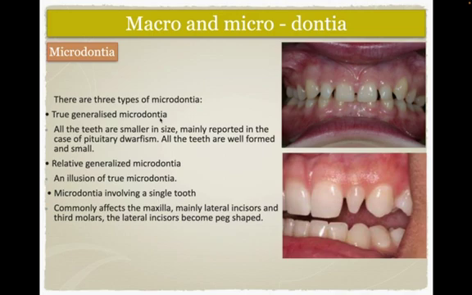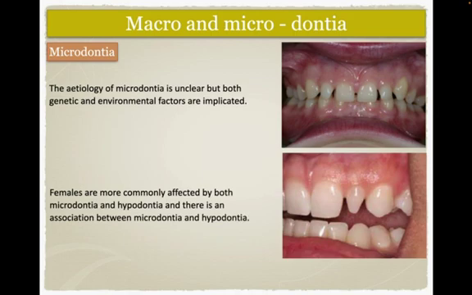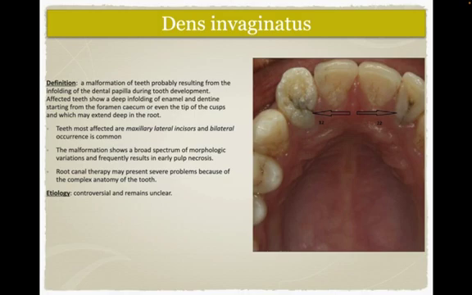Or the microdontia of a single tooth, and we mentioned that the most common tooth to be affected is the lateral incisor. The etiology of microdontia, again, could be a combination of genetics as well as environmental factors. Females are more commonly affected by microdontia and hypodontia, and there is an association between hypodontia and microdontia. Usually a patient with hypodontia has microdontia. Females have microdontia more commonly compared to males.